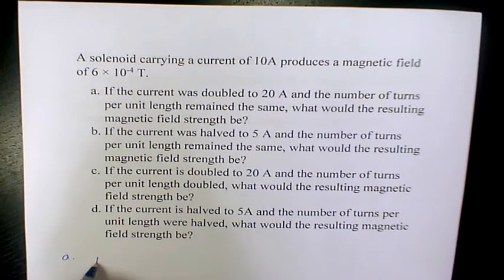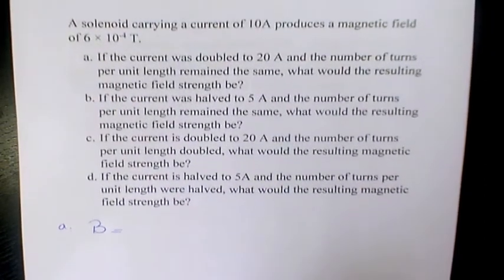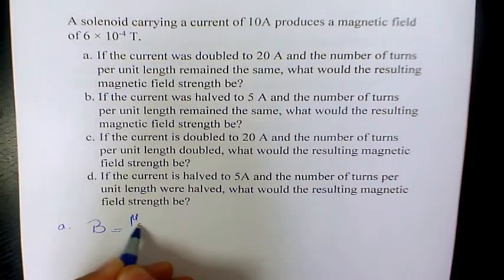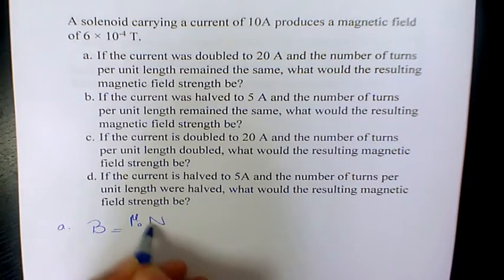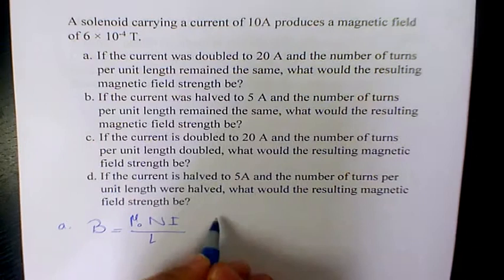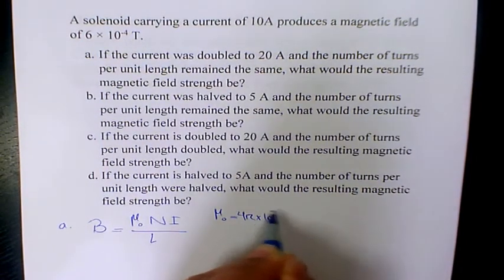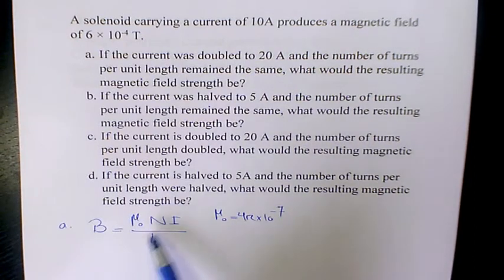So I'm going to write down the formula for finding magnetic field strength of the solenoid, which is going to be equal to mu naught N times I divided by L. Mu naught is a constant, which is 4 pi times 10 to the power of negative 7. N is the number of turns, I is electric current, and L is the length of the solenoid.